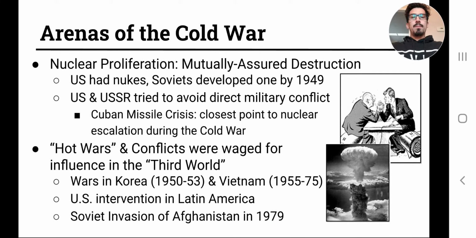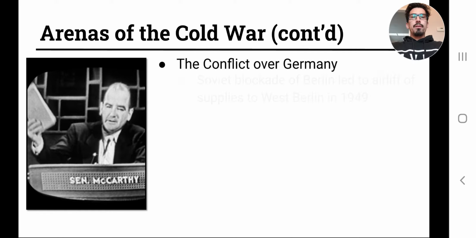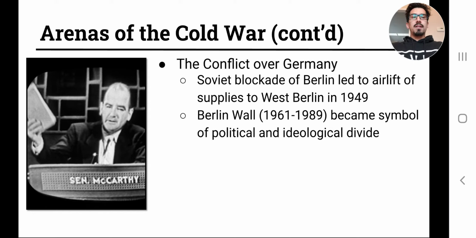So these are a couple of arenas of the Cold War. A couple other things, the Germany conflict. I showed you the map of Germany earlier, the division of Germany. A couple of things took place. There was a blockade in Berlin in 1948, which led to something called the Berlin Airlift.